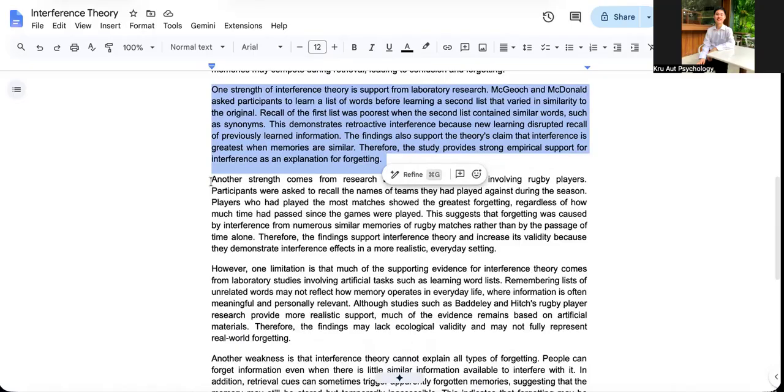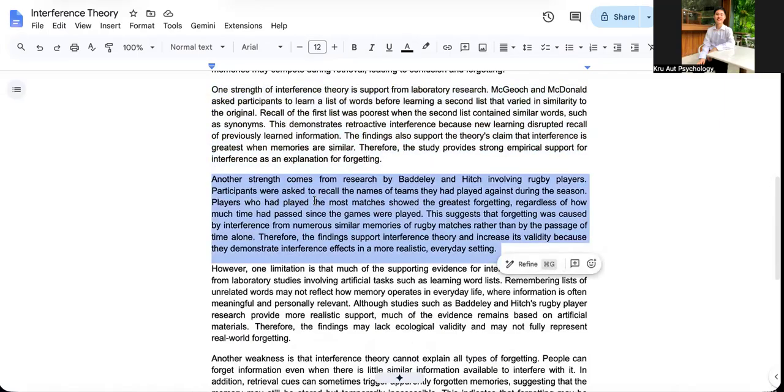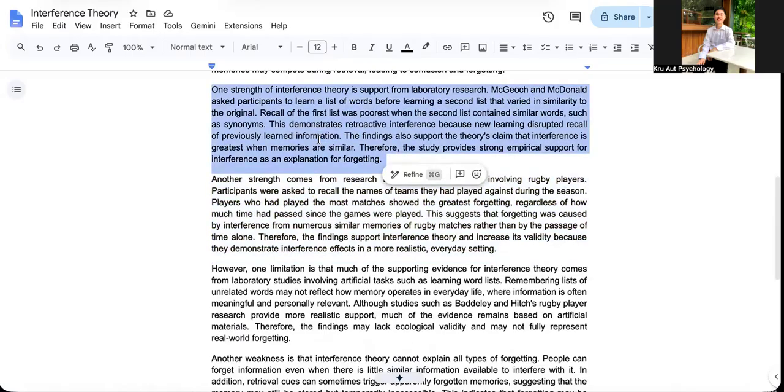In this case, most schools teach McGeoch, I'm not sure how to pronounce this right, McGeoch and McDonald, and Baddeley and Hitch. So that's why I picked these two studies. But if you used other studies, then just use those, as long as you can explain how it supports interference theory. So one strength of interference theory is support from laboratory research.